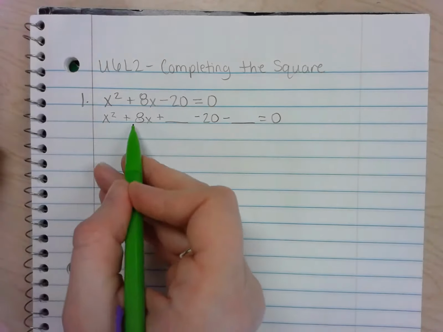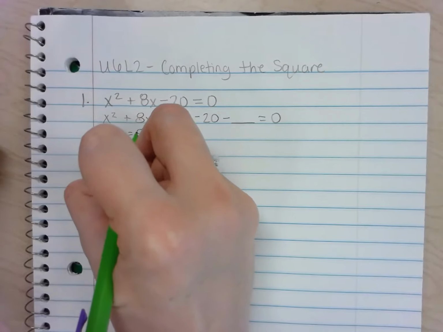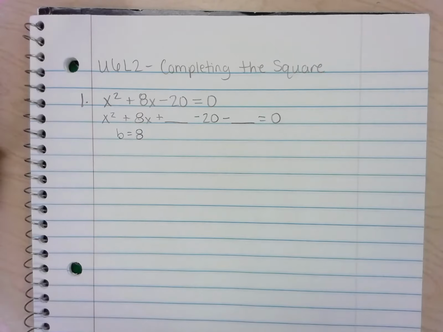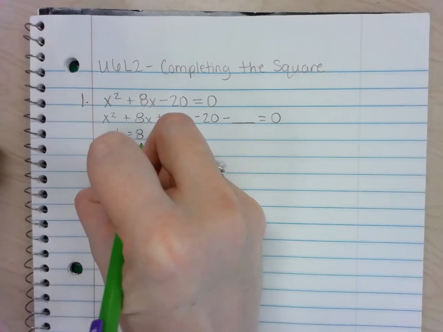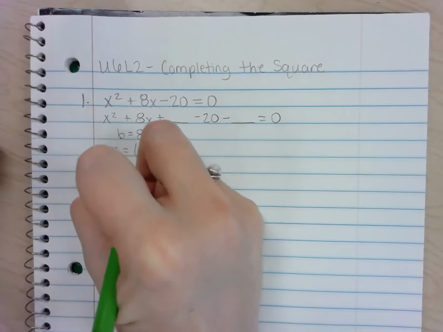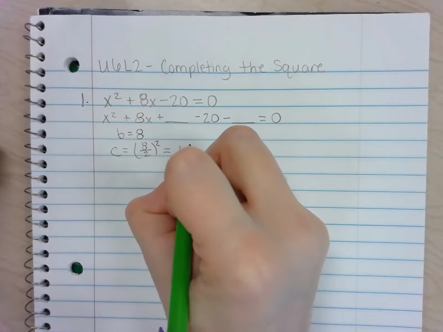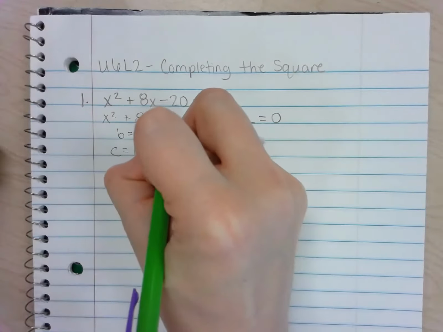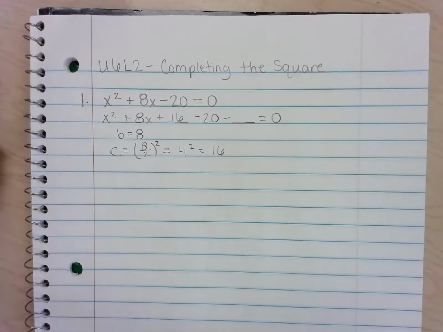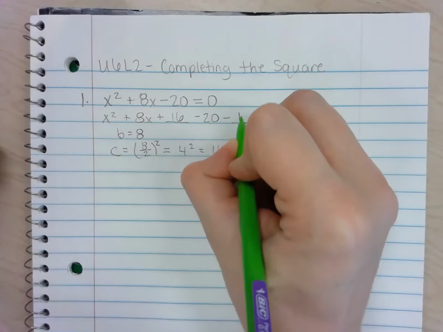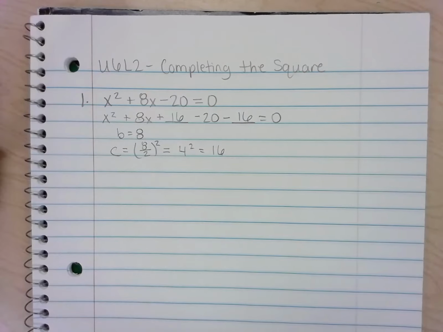So we need to identify our b value. Our b value is 8. In order to complete the square, you will take half of that value and square it. So half of 8 squared will be our new c value in order to complete the square. Half of 8 is 4, and 4 squared is 16. When we add that and make the trinomial x squared plus 8x plus 16, that completes the square. But then we also need to subtract it in order to keep this equal and balanced.